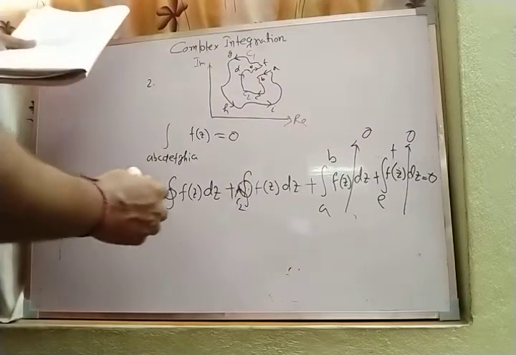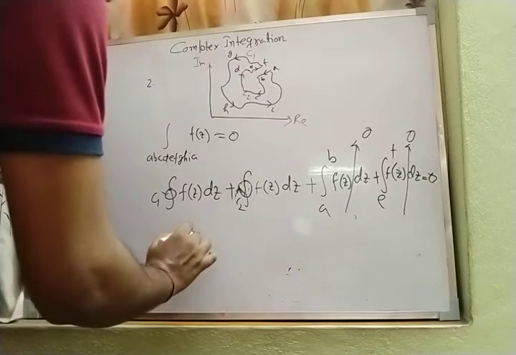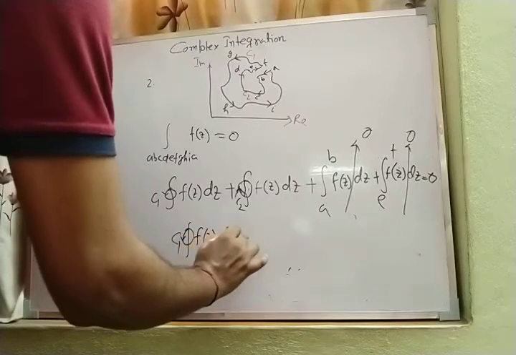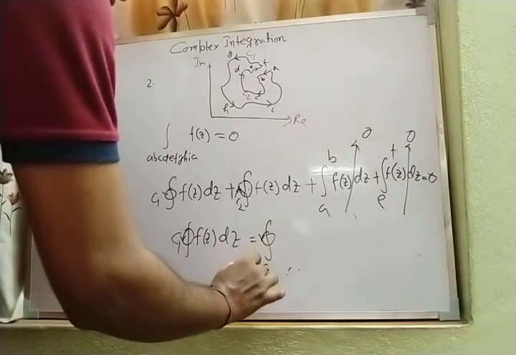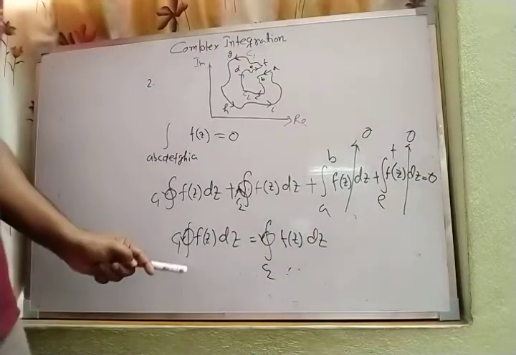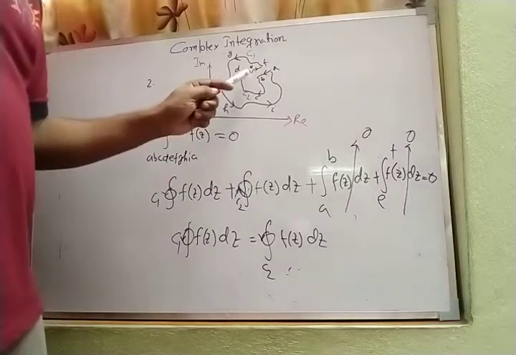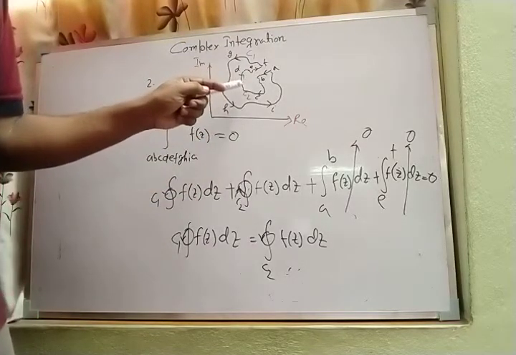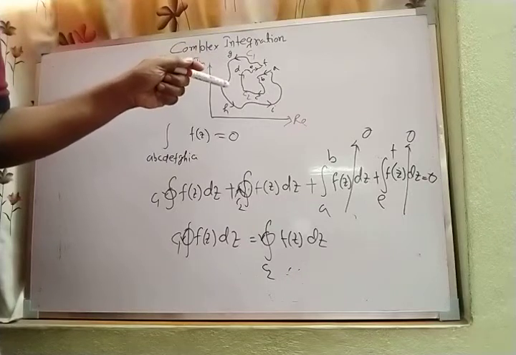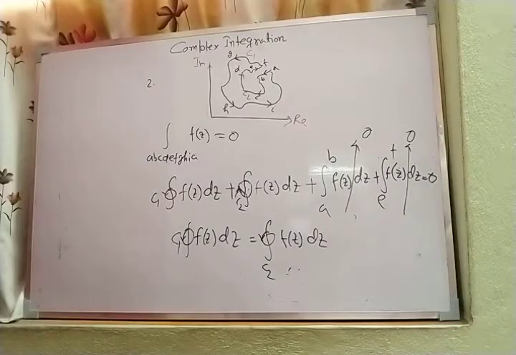Okay, so what we are getting now? Integration C1 anti-clockwise F of Z dz is equal to integration C2 in the same direction. That means the value of the upper curve, that is C1, in anti-clockwise direction is equal to the value of the lower curve in the same direction, that is anti-clockwise direction. So these two consequences are very important to find out some complex integral values.